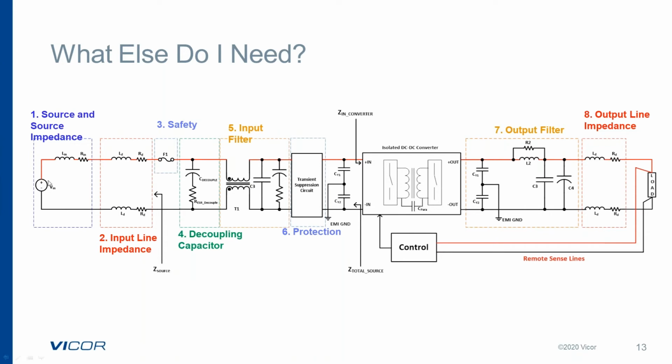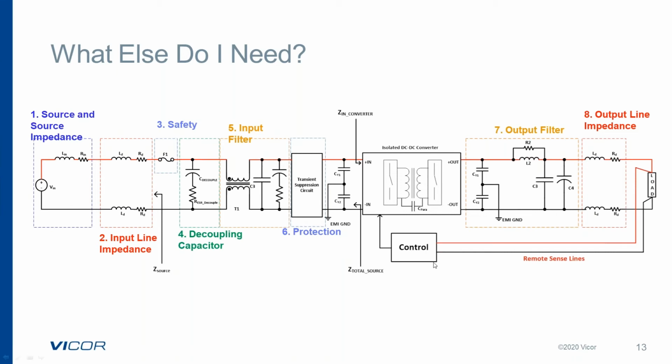Our source impedance, we've got to consider the source impedance just to make sure our system is stable. On the output section, many systems need low output ripple just for proper operation of the load. So we may need to add an EMI filter or output filter to reduce output ripple. We also have to consider the line impedance from the DC-to-DC converter to the load, just to make sure that we don't get excessive voltage drops.